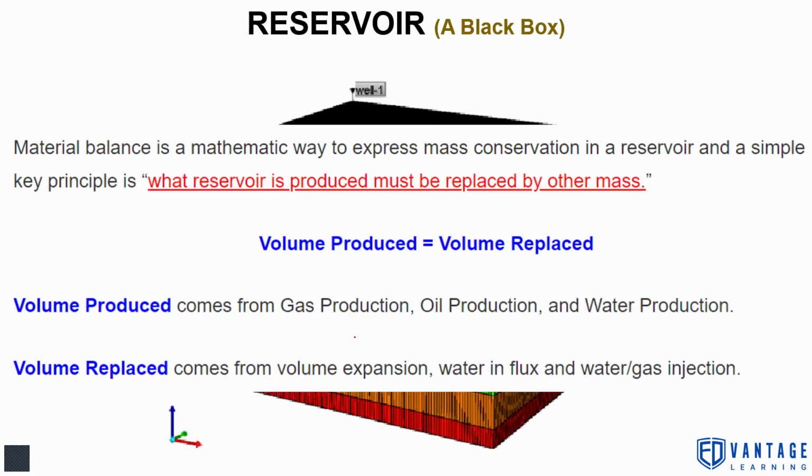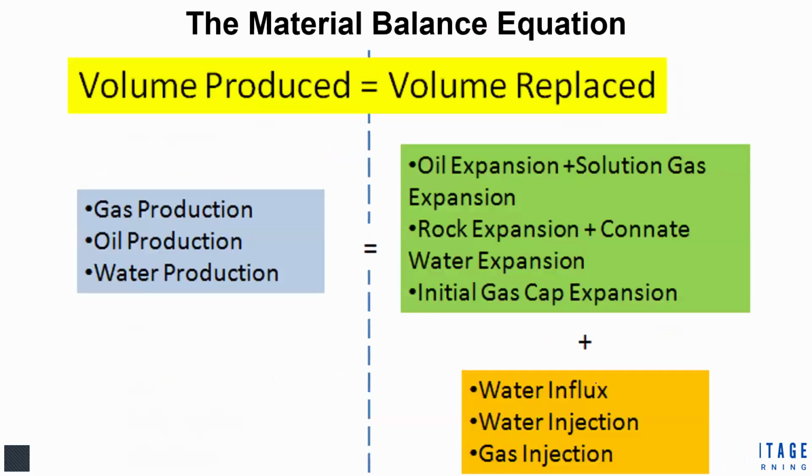Volume produced comes from gas production, oil production, and also water production from the reservoir itself. And volume replaced comes from volume expansion, water influx from the bottom water or edge water drive, and water or gas injection in secondary recovery to maintain pressure. So gas production, oil production, and water production should be replaced with oil expansion plus solution gas expansion.